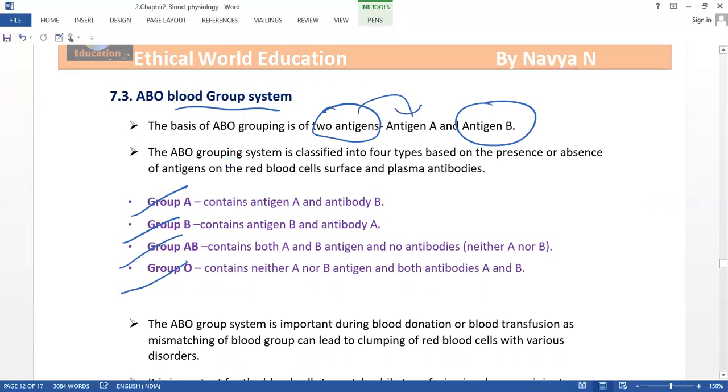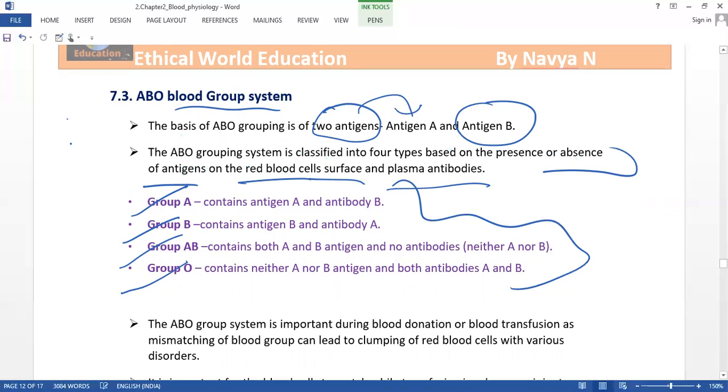Here, the ABO grouping system is classified into four types based on the presence or absence of antigens on the RBC surface and antibodies in the plasma. So that should be present in RBC as well as the plasma. Let us know about group A. It contains antigen A and antibody B.